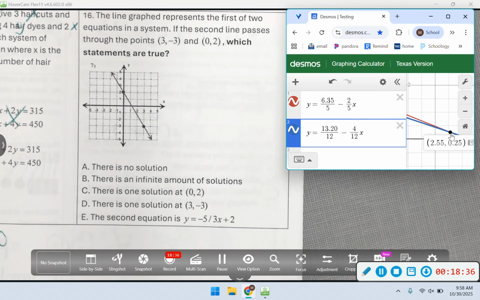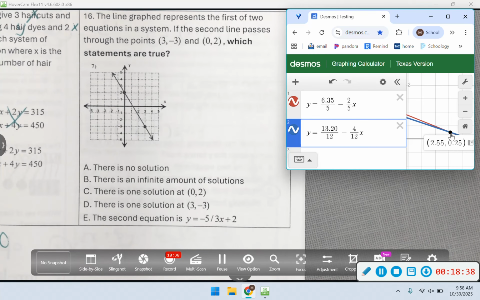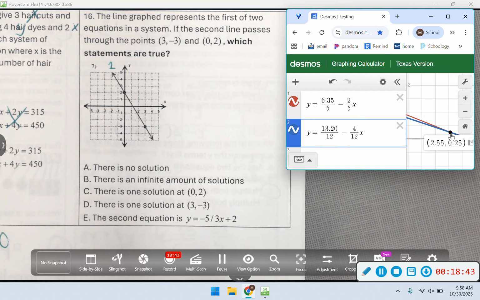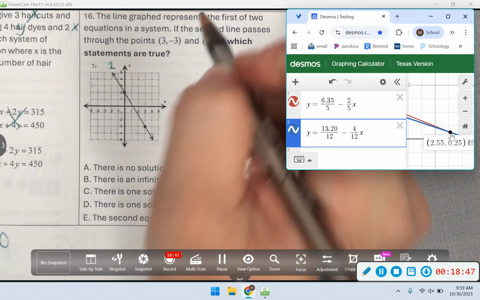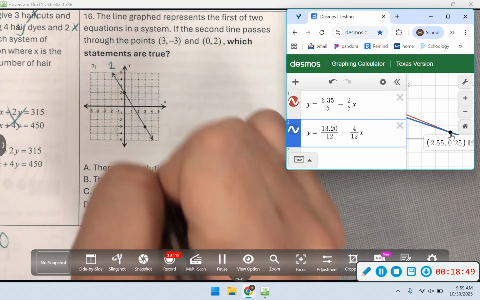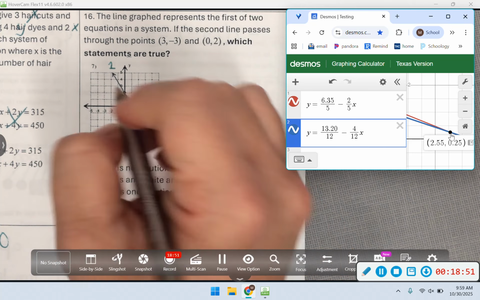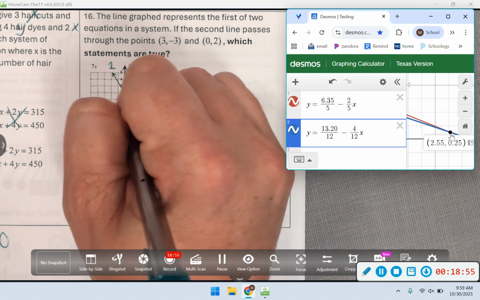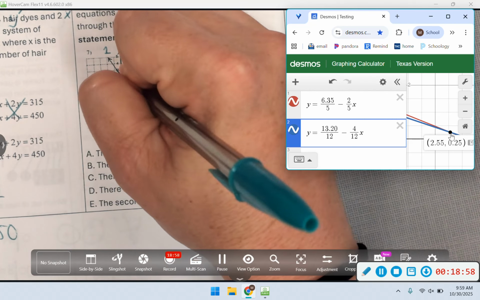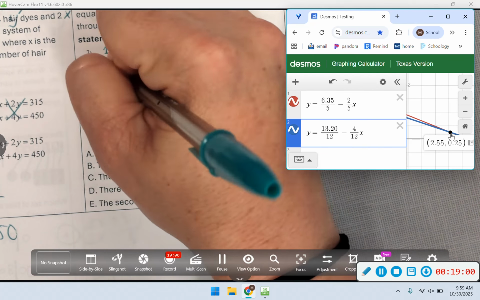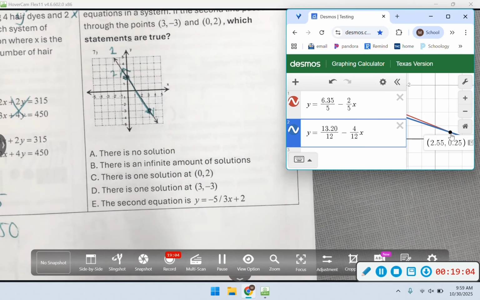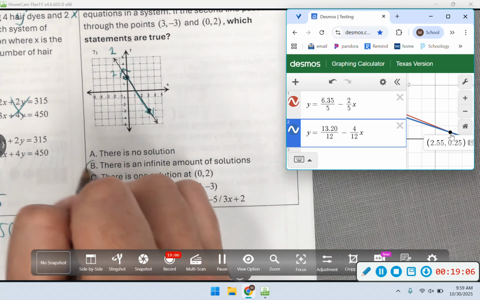All right, last one. The line graph represents the first of two. So the line graph is my first equation. Okay, we're going to call that line 1 in a system. If the second line passes through these points, so the second line, a different one from this one, is 3, negative 3. Well, that's on that line. And 0, 2, which is also on that line. That means when I connect those dots, that's my second line, which is right on top. Meaning everywhere they touch is a solution, which is everywhere. So this is infinite solutions.